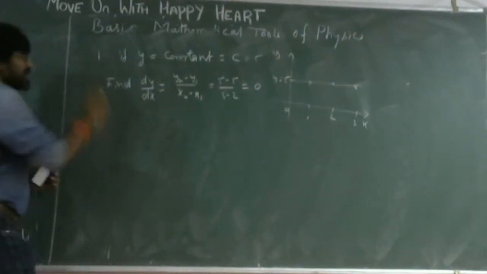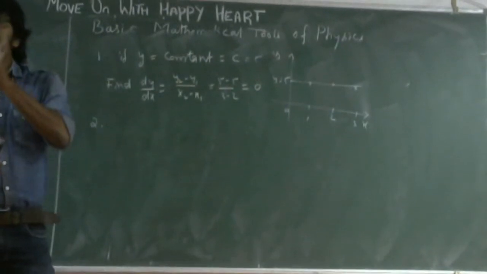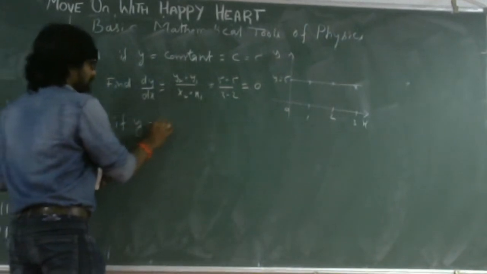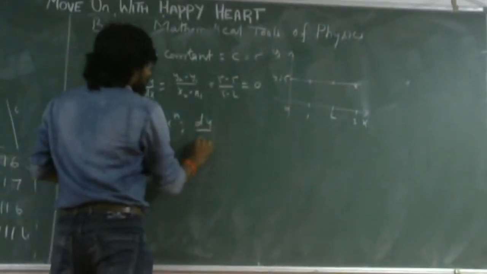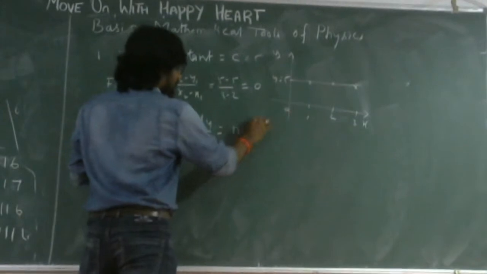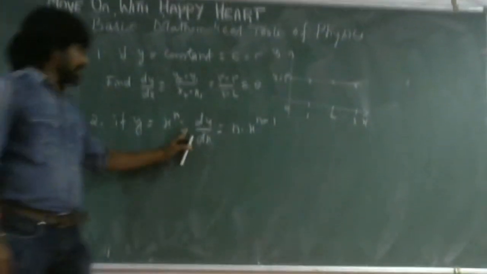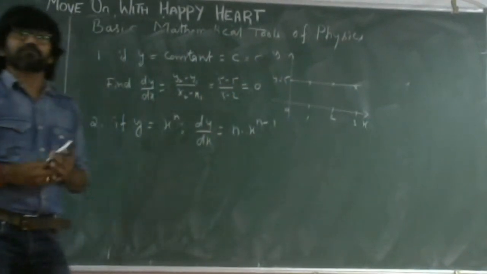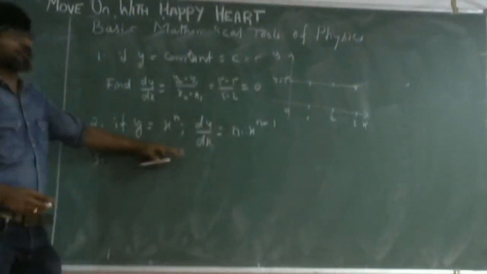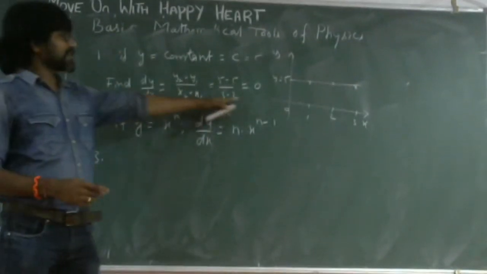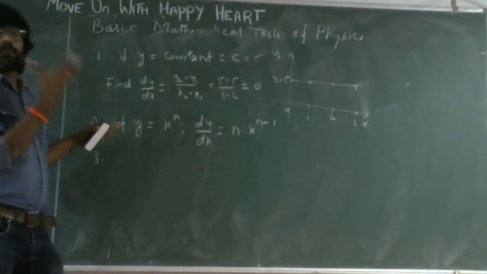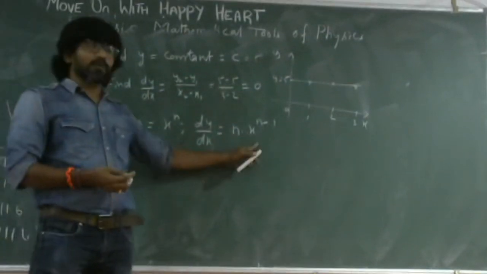The next one is, if you have a polynomial function, we also call it a power function. That is, if y is equal to x power n, then dy by dx is given as n into x power n minus 1. dy by dx is equal to d by dx of x power n, equal to n into x power n minus 1. This is the polynomial function. Differentiation of a constant is 0, you have to simply remember that. Then differentiation of a power or polynomial function is the power into x power n minus 1.